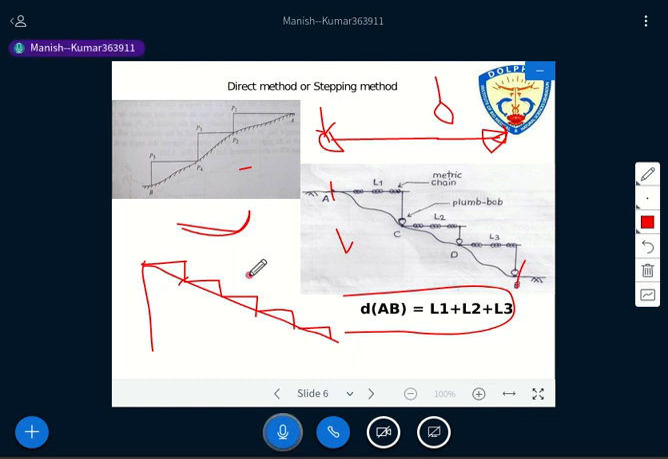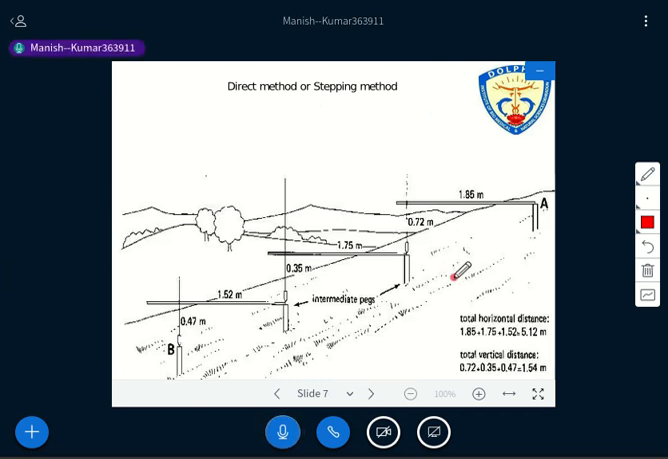So now this direct method or stepping method has been discussed, and it is also understood clearly. So now we move to the second method, that is the indirect method. This is another depiction of the same example for the direct stepping method. Some three-dimensional aspect is there that you can easily understand, right? The same thing is there. So the horizontal distance has been measured here clearly.